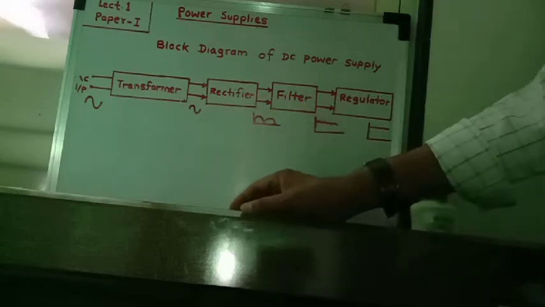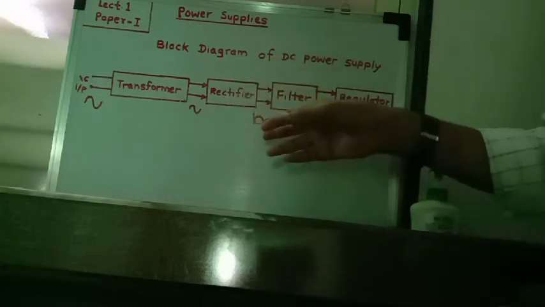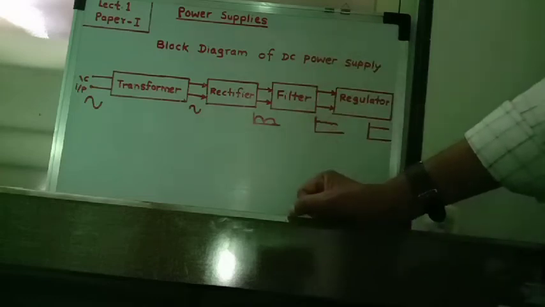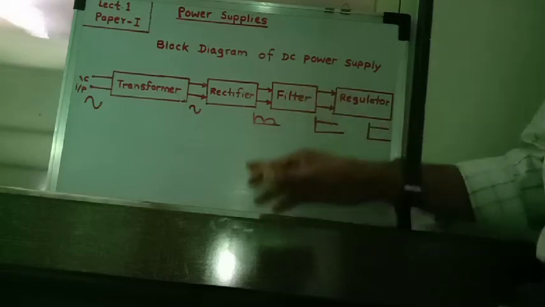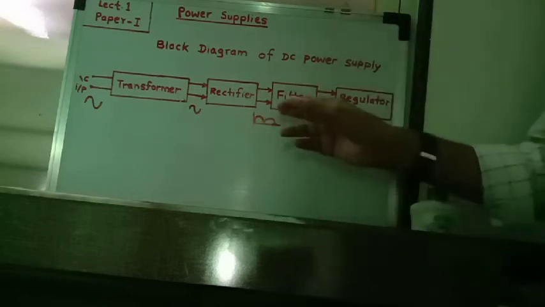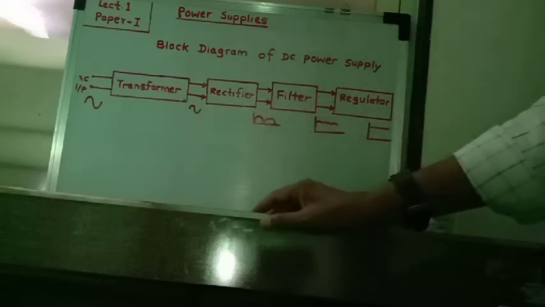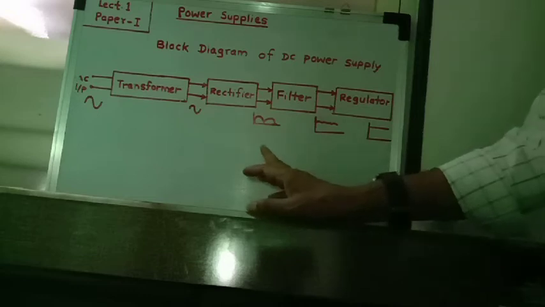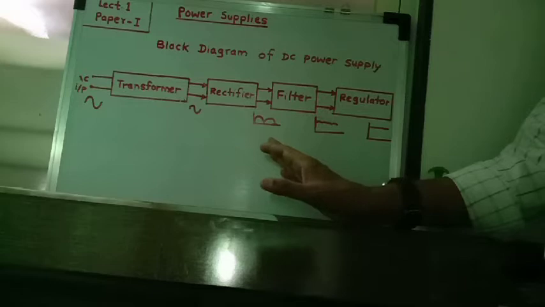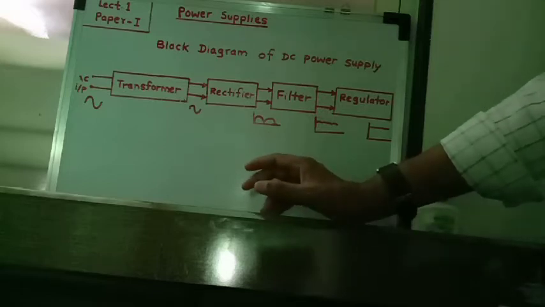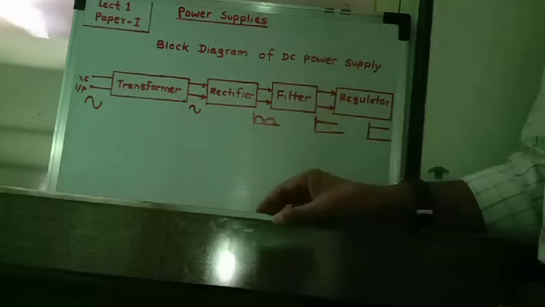Okay, then the output of this rectifier is a pulsating DC. That is, the output of this rectifier is not pure, it is pulsating DC. There is some part of AC in the output. This part of AC is also called a ripple or AC component. It is unwanted or undesired, so it should be removed.